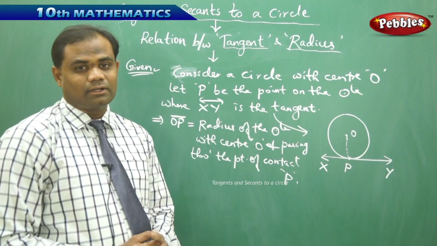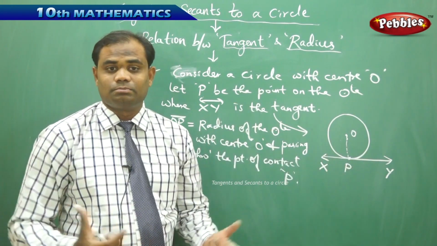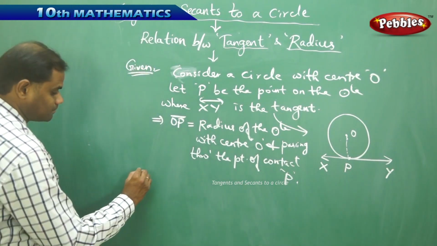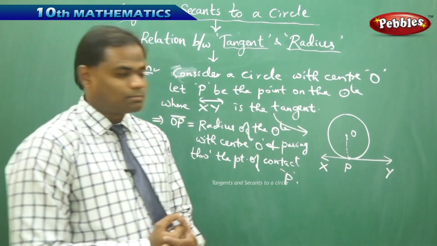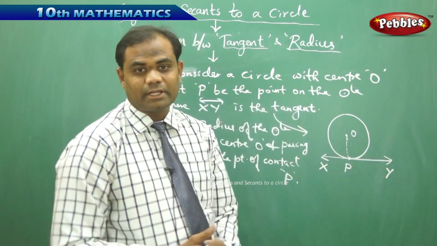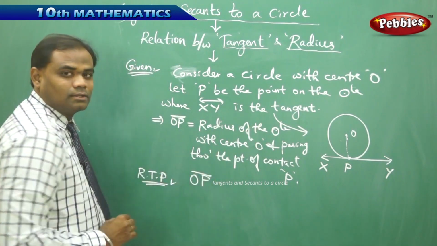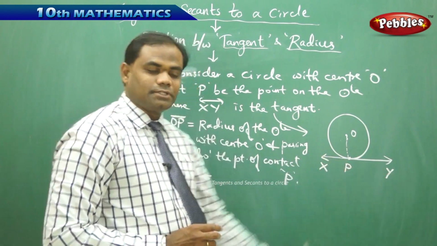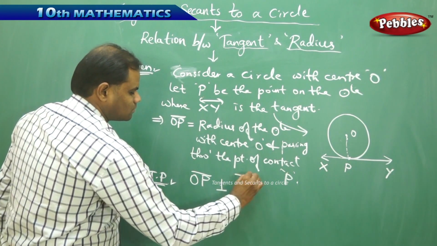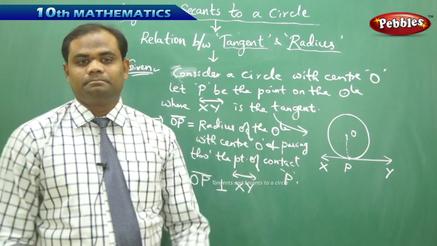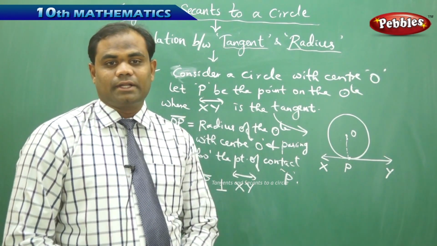Now, once the given concept is converted into the diagram, next comes what I need to prove. So let's take the RTP, the required to prove part, which says that clearly I need to prove that the radius is perpendicular to the tangent. That is, in case of that diagram, the radius OP passing through P is perpendicular to the tangent XY. This is what I need to prove in my theorem, in its mathematical understanding.